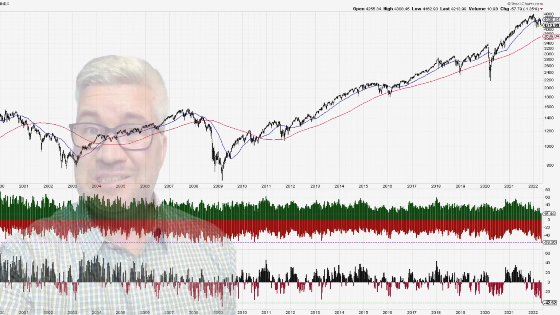Sentiment indicators are a way of trying to get inside the head of other investors, understand whether they're bullish or bearish or neutral on a particular asset class, particular area of the market. Today we're going to talk about one key market sentiment indicator now at a bearish extreme.